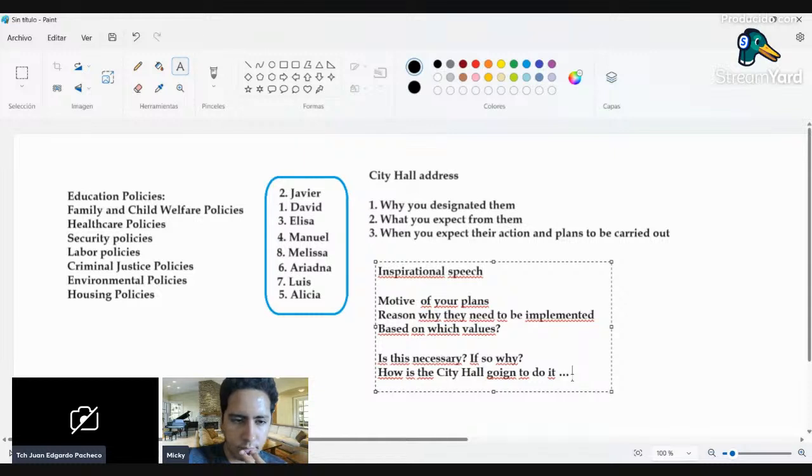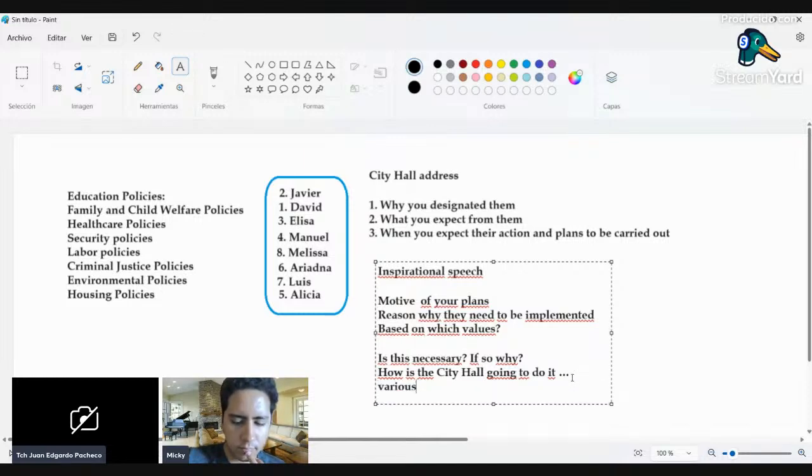etc. I mean, you express your reasons based on which values, right? The value of the family, the value of honesty, the value of hard work, perseverance, etc. You have your values, which are fantastic. I mean, family values, etc. And then, why is this necessary? What happens? And then, how is the city hall going to do it? Well, you have designated a great cabinet, and this is going to take different stages, right?